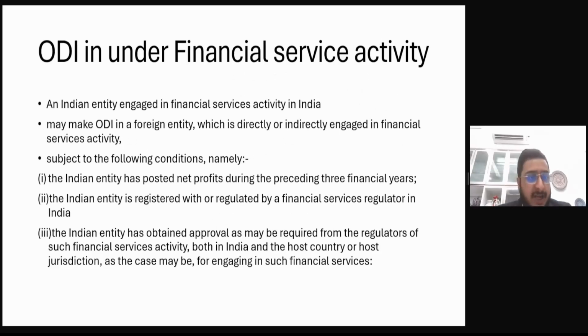ODI and the financial service activity. An Indian entity engaged in financial service activity in India may make an ODI in a foreign entity which is directly or indirectly engaged in financial service activity, subject to the following conditions. The Indian entity has posted net profits within the preceding 3 financial years. The Indian entity is registered with or regulated by the financial service regulator in India. The Indian entity has obtained approval as may be required from the regulators of such financial service activity, both in India and the host country or host jurisdiction, as the case may be, for engaging in such financial services. So these are the three conditions when we are making an ODI in the financial service activity.